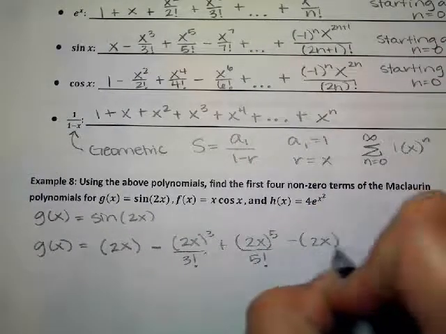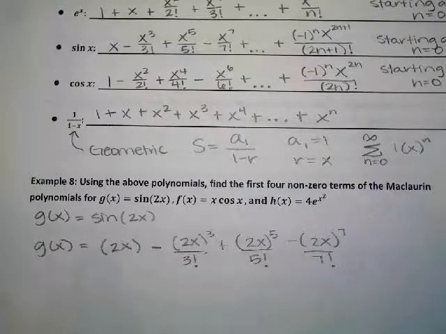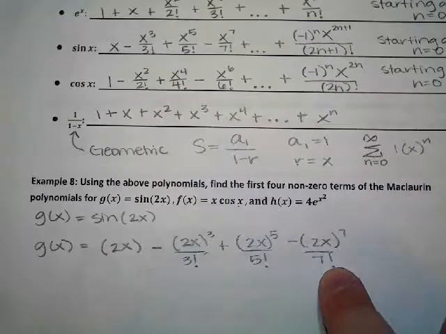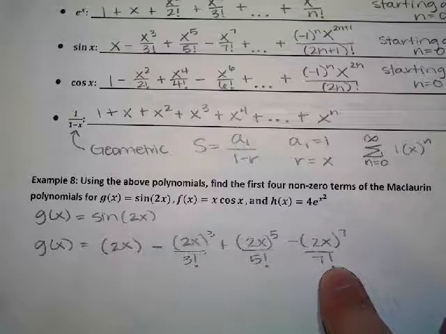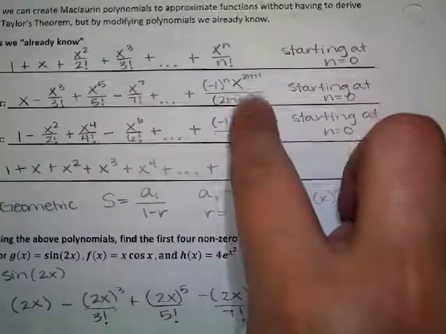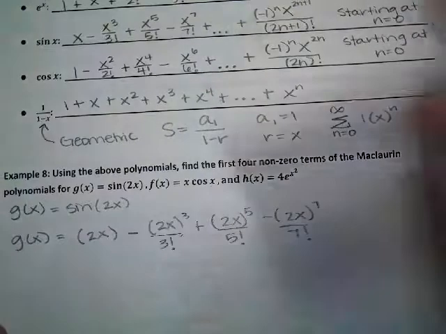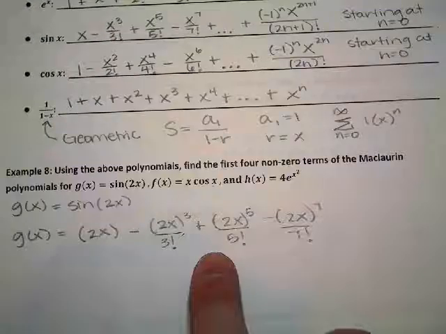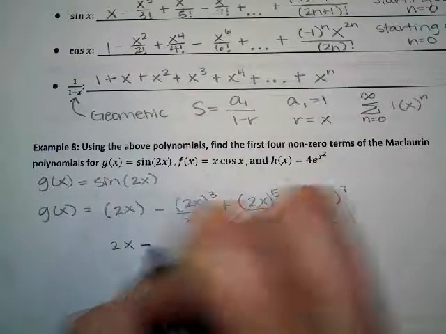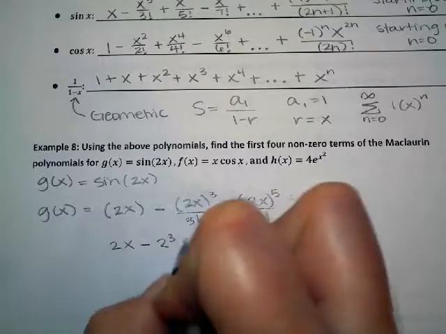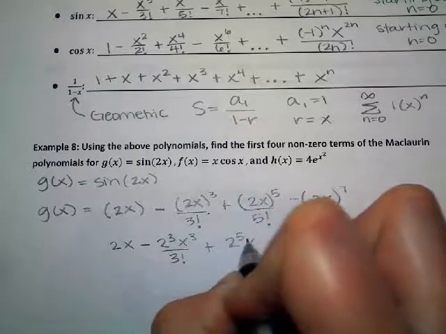Now, it does not say that you have to find the nth term, but sometimes it will. Sometimes it will say find the nth term, and then you would just plug in the 2x for the x in the nth term, and you would simplify that as well. So if we simplified it, we would say 2x minus 2 to the third x to the third over 3 factorial plus 2 to the fifth x to the fifth over 5 factorial minus 2 to the seventh x to the seventh over 7 factorial.